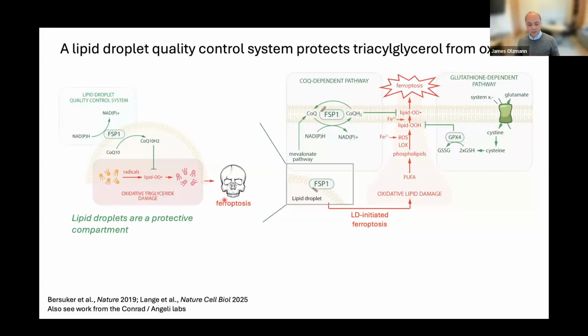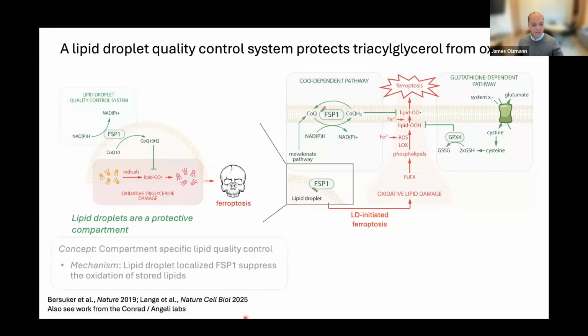So I think this is really interesting for a few reasons. I think the conceptual take-home point here is that this is a really good example of a compartment-specific lipid quality control mechanism in which FSP1 localized to lipid droplets is protecting this local environment of stored neutral lipids.